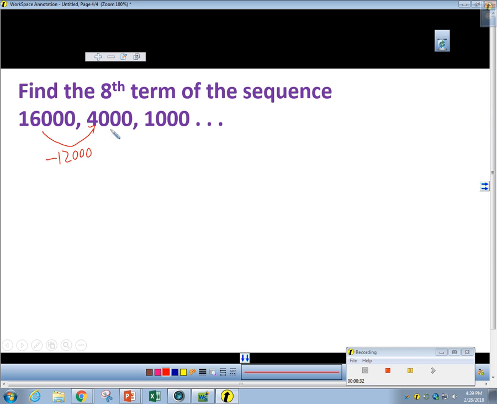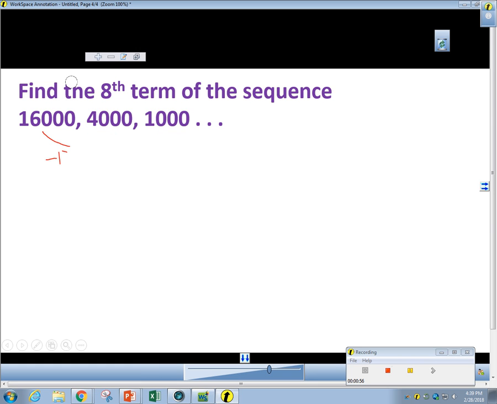So let's start with 4,000. If we subtract 12,000 from that, does it work? And actually it doesn't. That's going to give us negative 8,000. It's not going to give us 1,000. So that's out. That's not going to work. I'm going to delete all that. Let's erase it. Let's try something different.